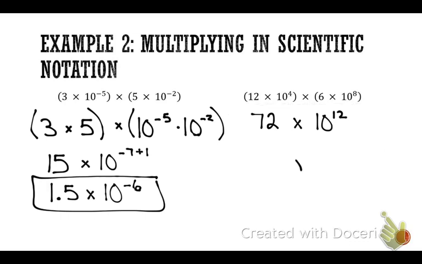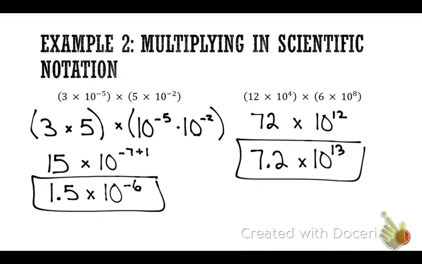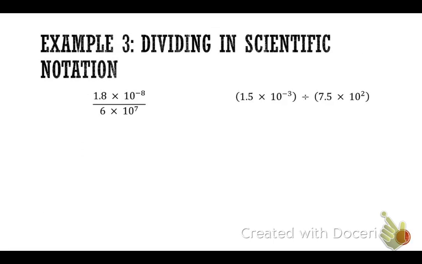But is this my final answer? No, why? 72 is too big, right? So if I need to move my decimal to the left one place, what happens to my exponent? It goes up 1. Okay? It goes up 1. 7.2 times 10 to the 13th. Who got that right? Or maybe you got it wrong the first time, but then you got it right before we went over it? Good. All right, so that's example 2.